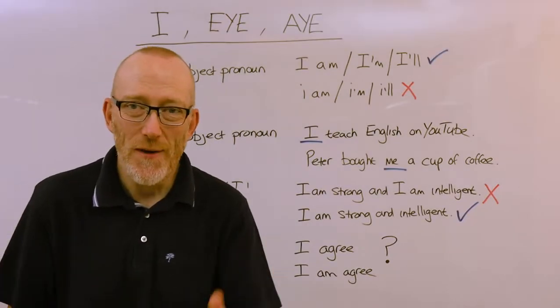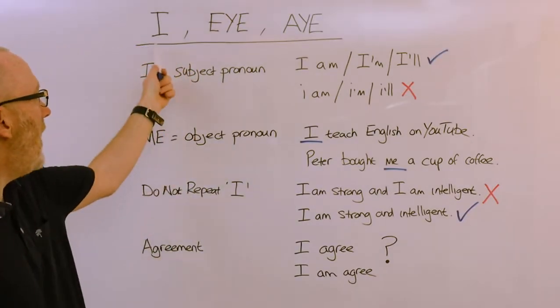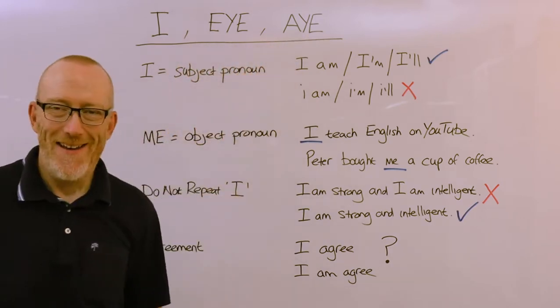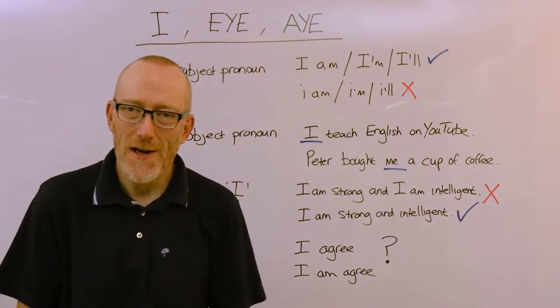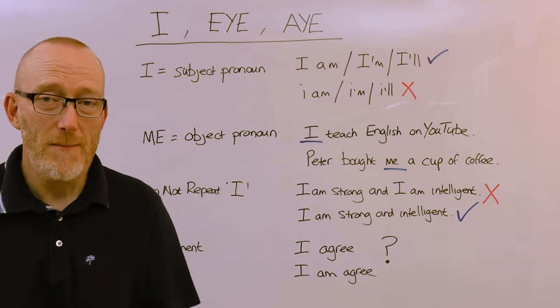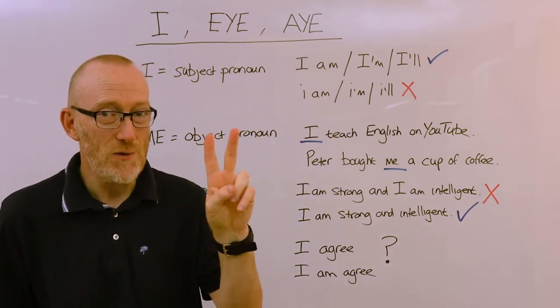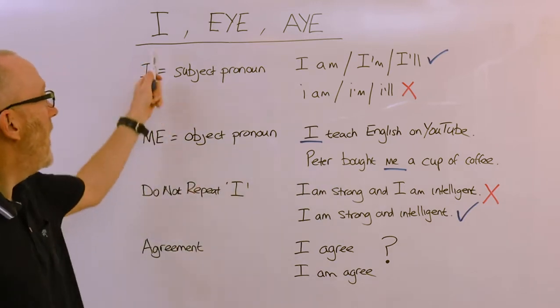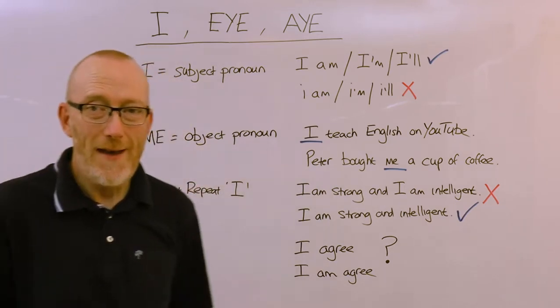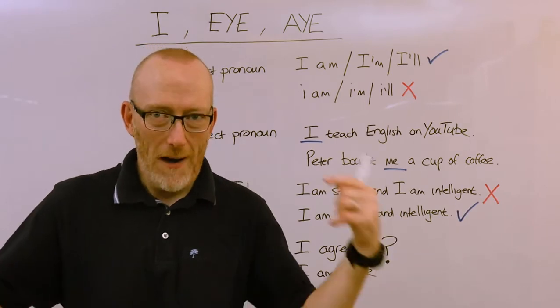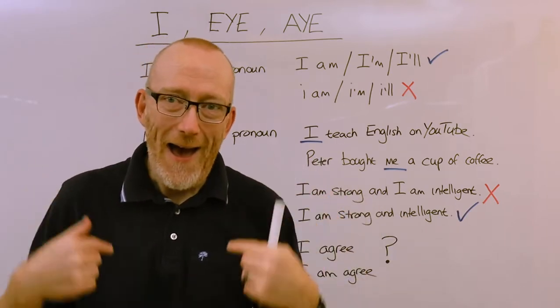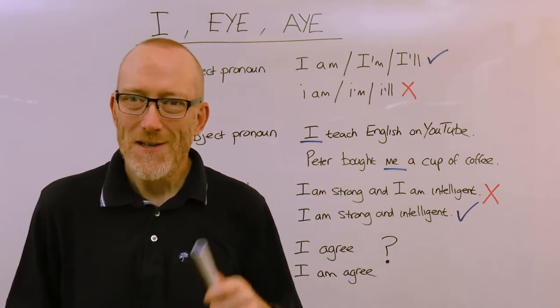Welcome back. Let's start with some fun. Let's start with I, eye, and aye. So these are three words that you might be completely familiar with. I'm pretty sure most of you are familiar with at least two of these words. The first one, I, is the pronoun as in I am. Yeah? So that's the first one.